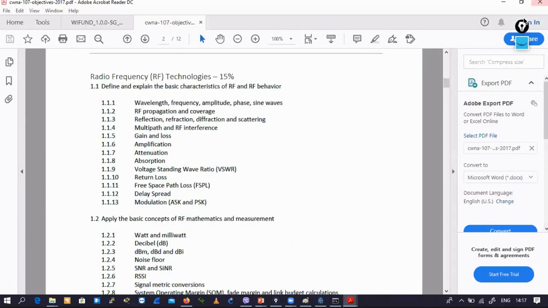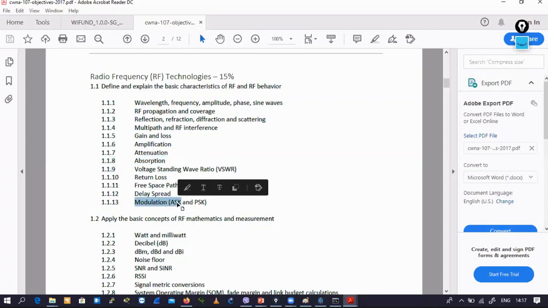Yes, sir. One more question. Yes. So this is actually the radio frequency technology, which covers 15%, and I already told you, sir. Multipath and radio frequency interference, reflection, refraction, diffraction, scattering information is in this. What about absorption? Because we have some materials in industry that absorb signal and degrade the quality of wireless signal. You're going to learn here.